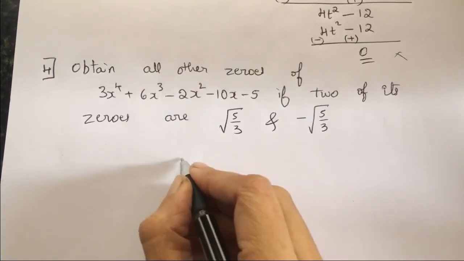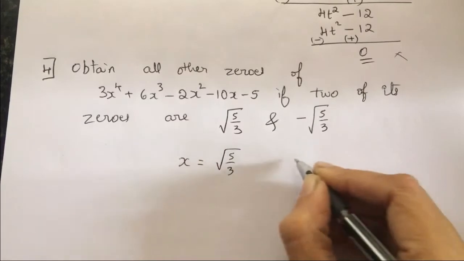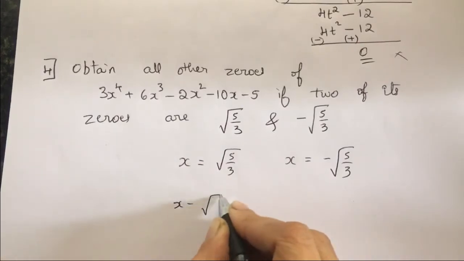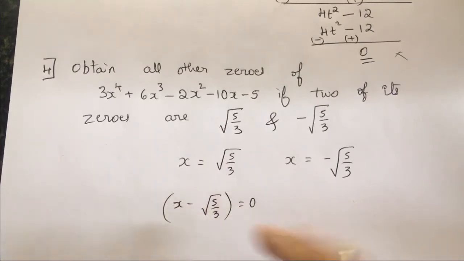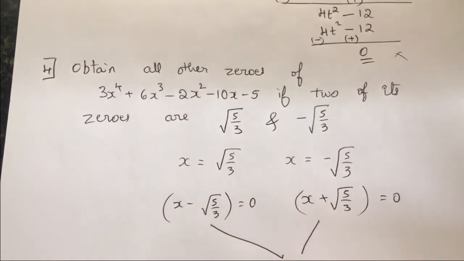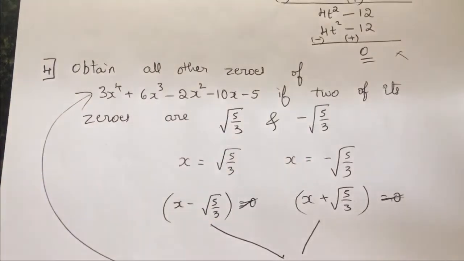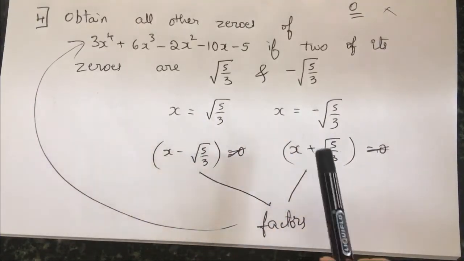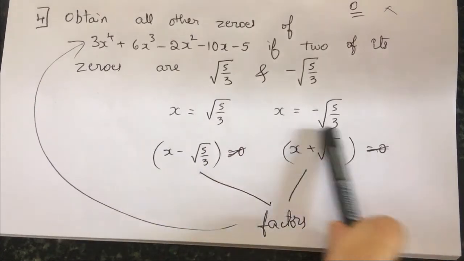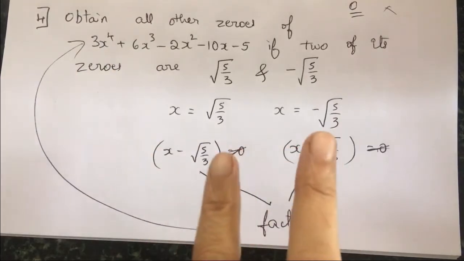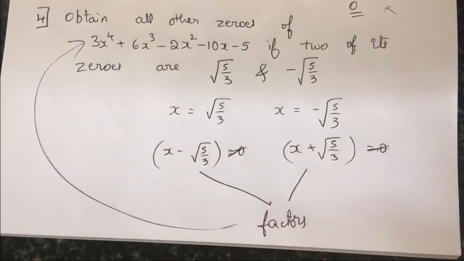See, the zero means x equal to root 5 by 3 is one value and x equal to minus root 5 by 3 is another value. So you can say x minus root 5 by 3 is equal to 0. It's one factor. Another factor is this, right? These two are the factors of this polynomial, since they are giving you the zeros. When you multiply these two factors you will get a quadratic polynomial. This is the 4th degree polynomial, so you need to get 2 more factors. In the sense, you need to get 2 more zeros.